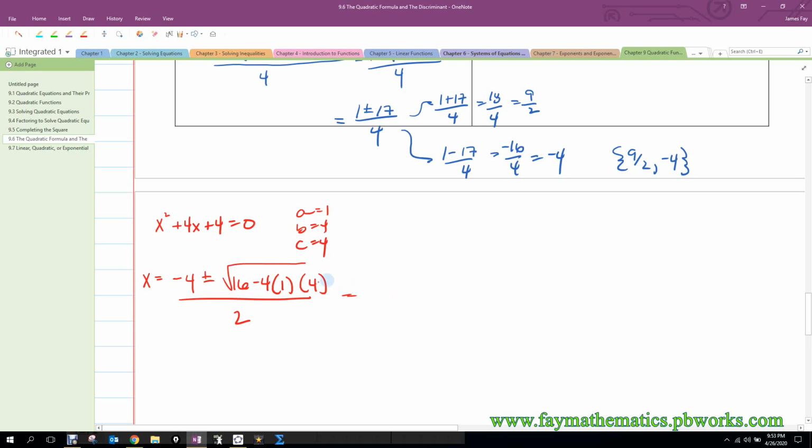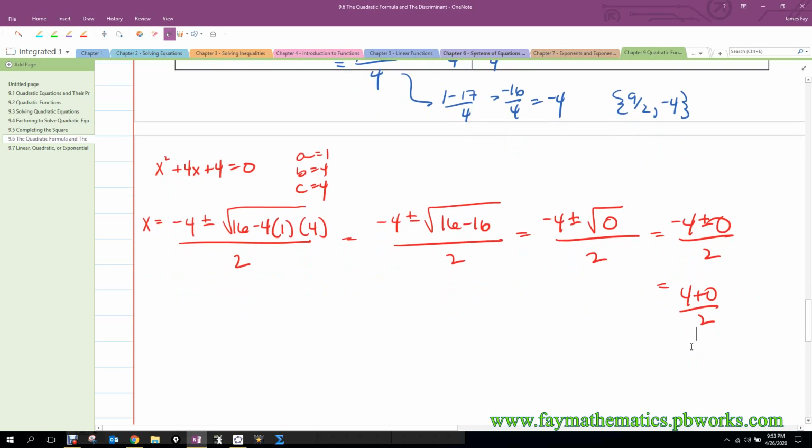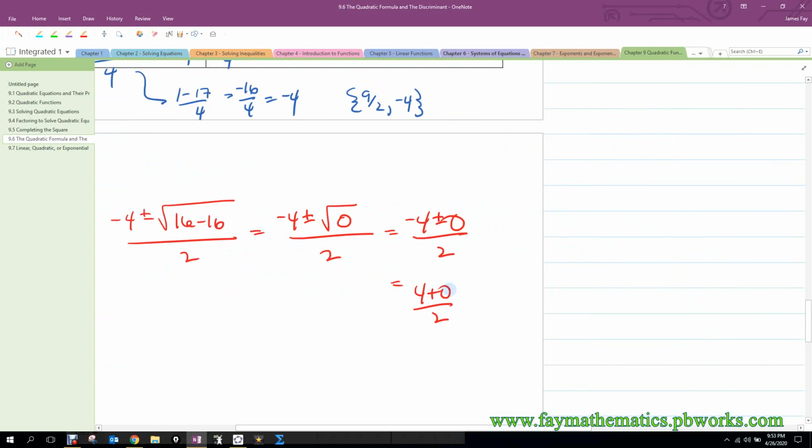And what happens here, if we start to simplify that radical, we get 16 minus 16 underneath the radical. And that gives me negative 4 plus or minus root 0 all over 2. The square root of 0 is just 0. So we get negative 4 plus or minus 0 over 2. Well, if I take negative 4 and add 0 to it, that is the same thing as taking negative 4 and subtracting 0 from it. So we could have gone that route, but they both give me negative 2.